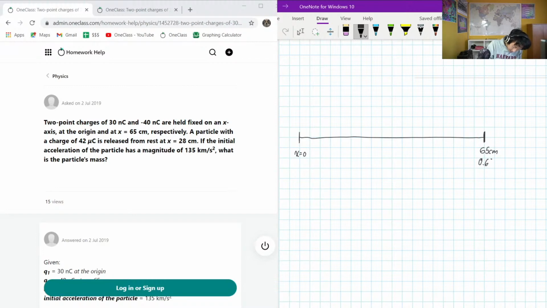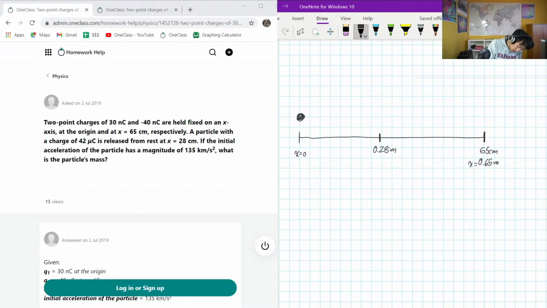So 0.65 meters is another way to write that out. In my opinion, it's a little bit safer to write our distances in base SI, so convert your centimeters into regular meters. And we know that our other location of interest is 28 centimeters. That's about halfway, slightly closer to the 0. So let's call that 0.28 meters.